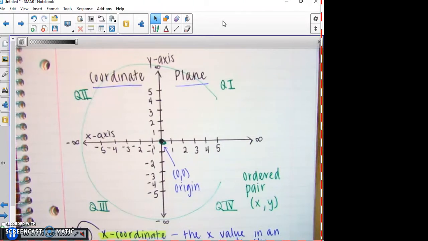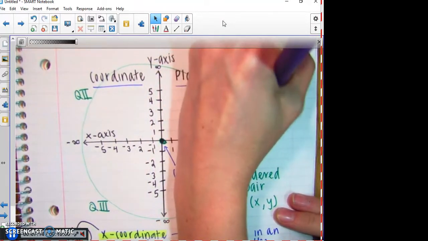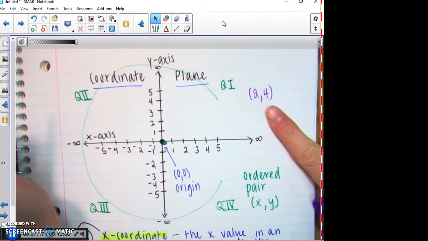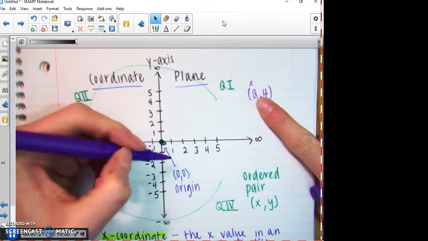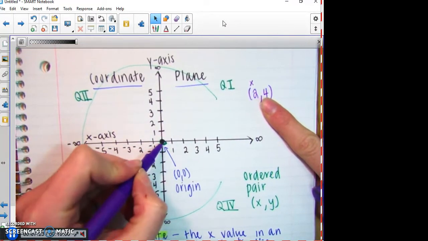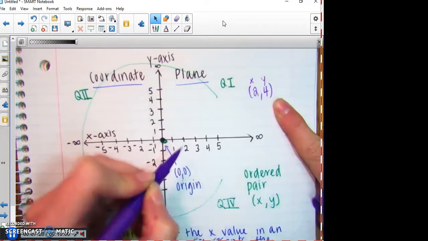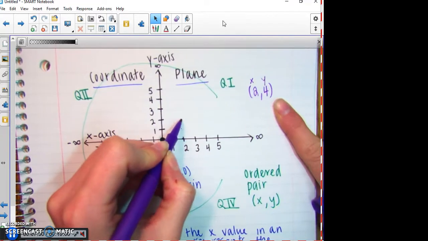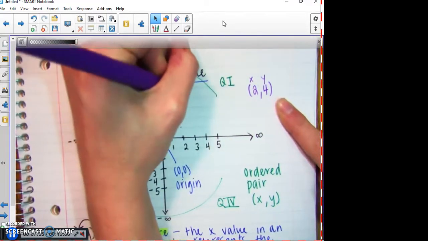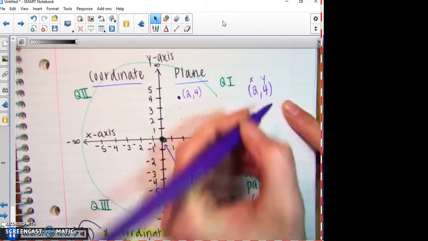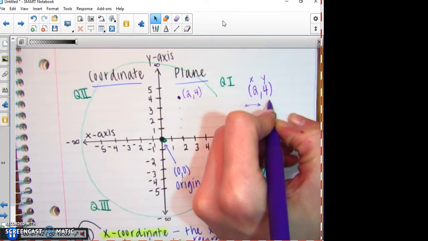I'm going to use a different color here. How about (2, 4)? That means I'm moving positive 2 on the x-axis. I start at the origin and go to positive 2, and then I go up to positive 4 on the y-axis: 1, 2, 3, 4. Right there we can mark (2, 4). Notice we're always moving left or right first and then up or down.